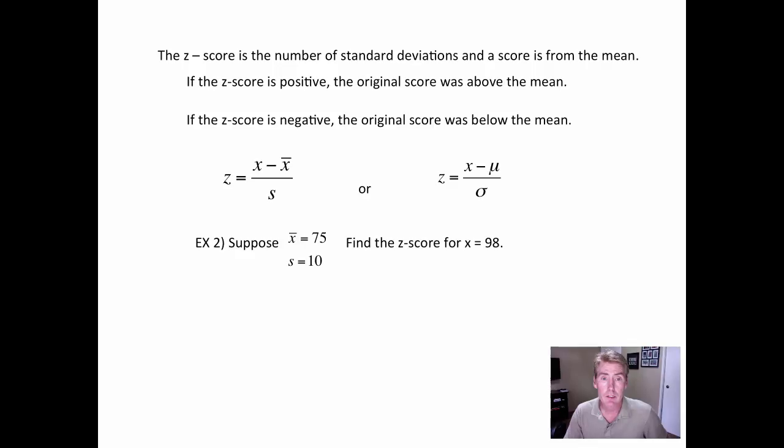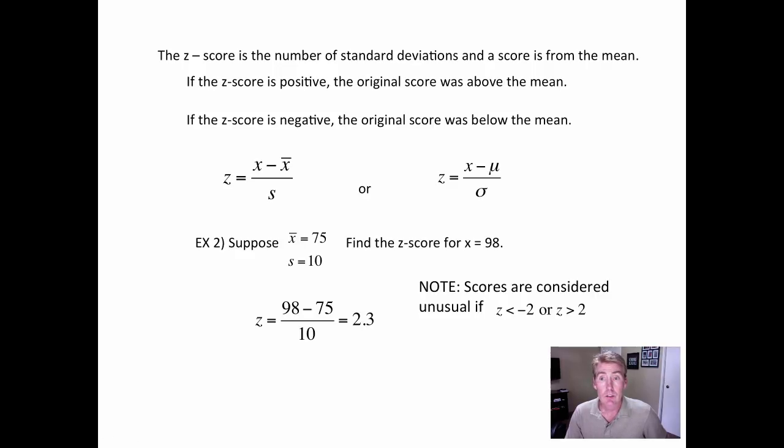So here's an example. Not about IQs or anything else, I just randomly made up numbers. So what's the z-score? Well, one thing to notice is that 98 is above average, so the z-score is going to be positive. So we just do this little formula with the numbers. The score minus the mean divided by the standard deviation, it's a positive 2.3.